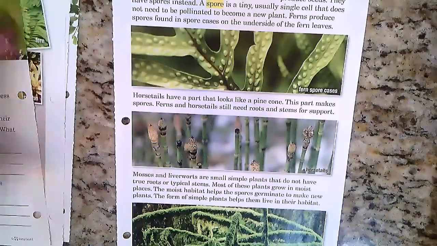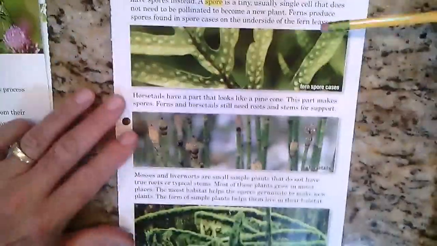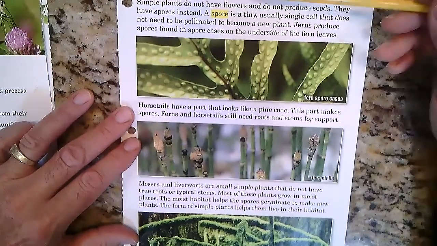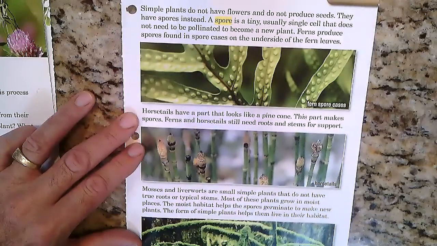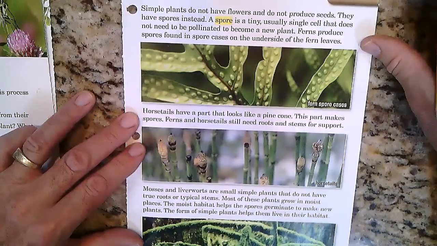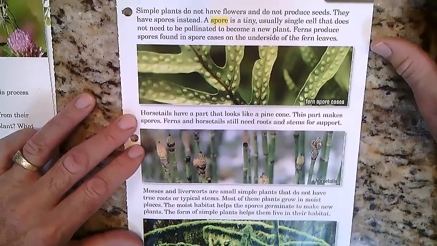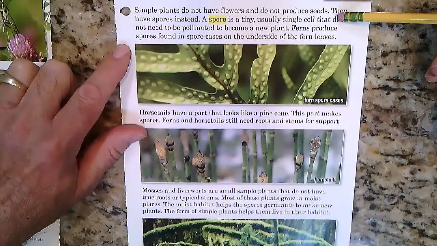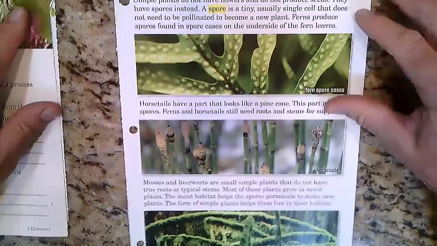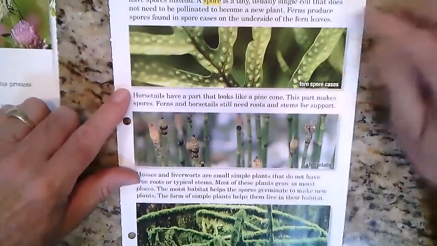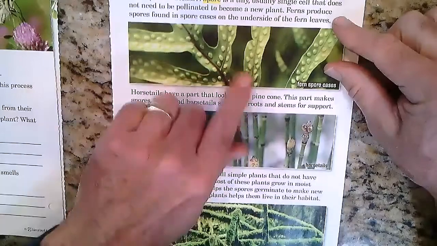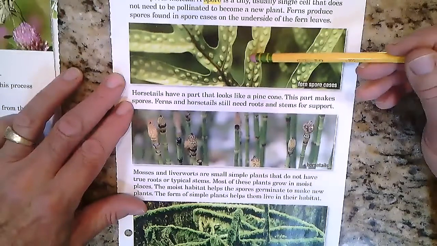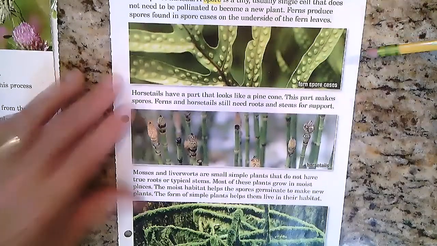On 3.5, it switches from plants that produce seeds to plants known as simple plants that don't produce seeds. It says simple plants do not have flowers and do not produce seeds. They have spores instead. A spore is a tiny, usually single cell that does not need to be pollinated to become a new plant. And ferns produce spores found in spore cases on the underside of the fern leaves. That's a common type of spore-producing plant that we have around here. It's really fascinating. Inside those little spore cases are literally hundreds of individual little spores that are just like dust.